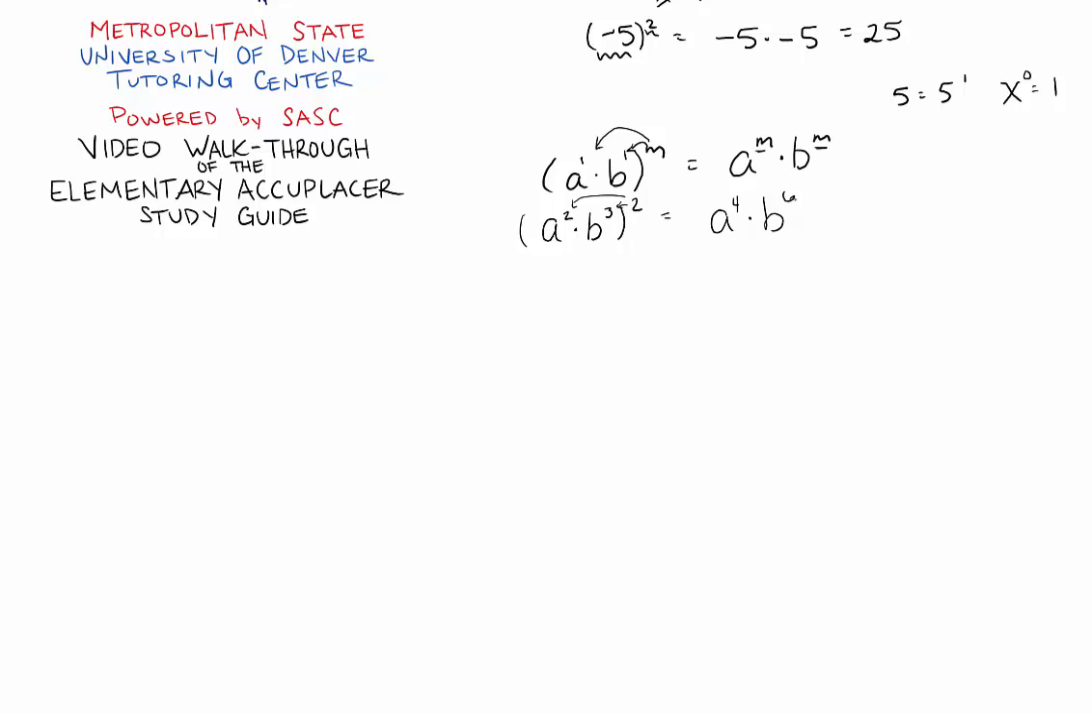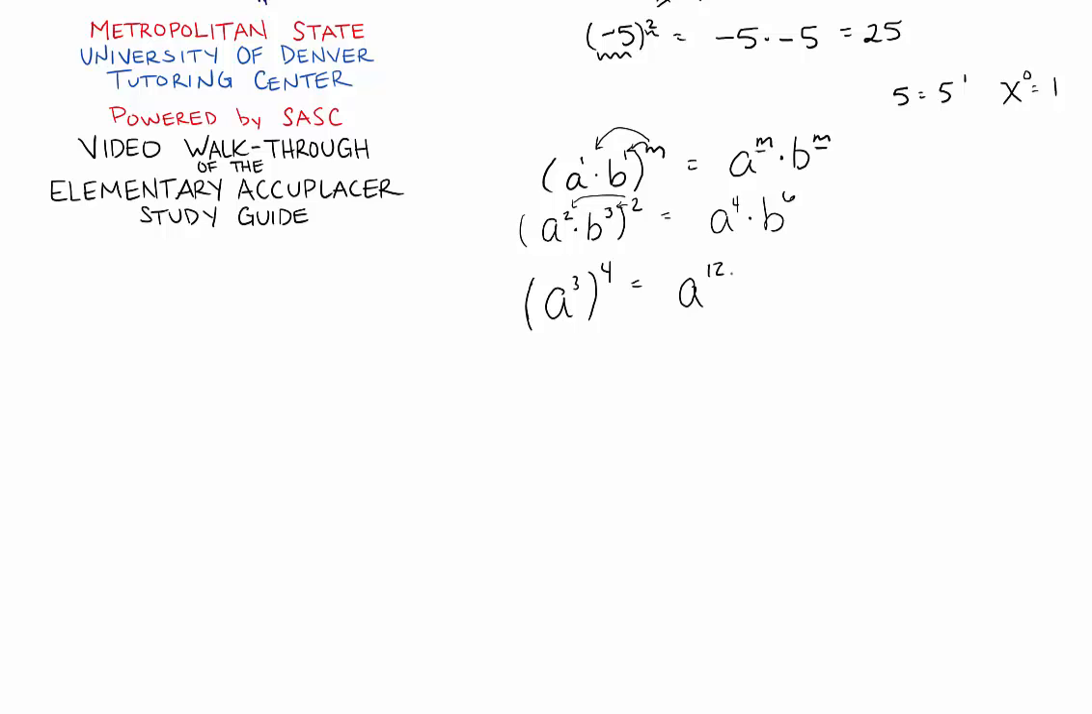So the rule that I just did there is that if I have something like a to the 3rd power, and I raise it to the 4th power, I'm going to multiply those two numbers. Again, this is another rule on page 5. So this would be a to the 3 times 4, which is 12.